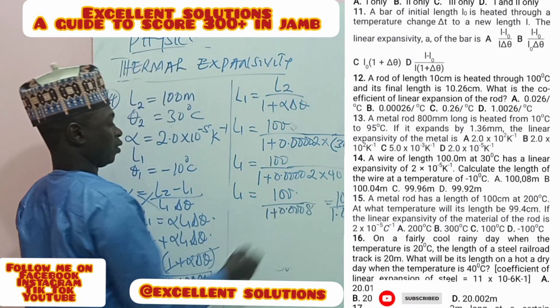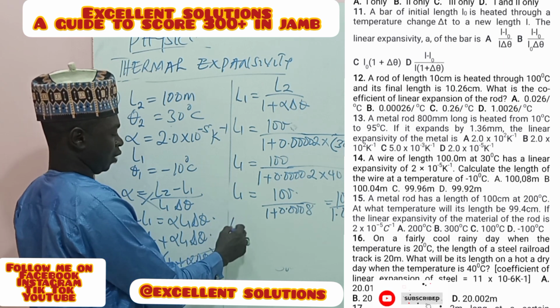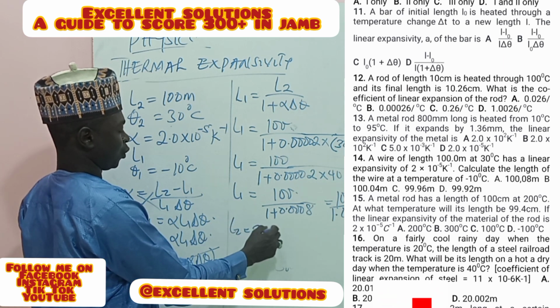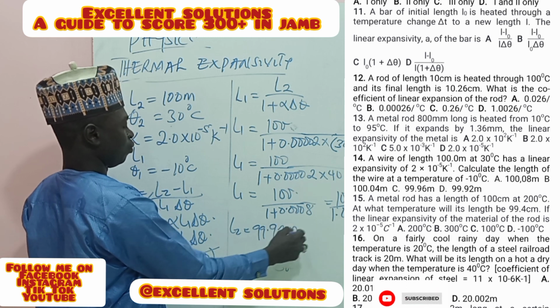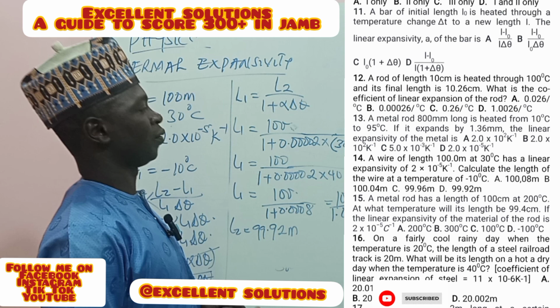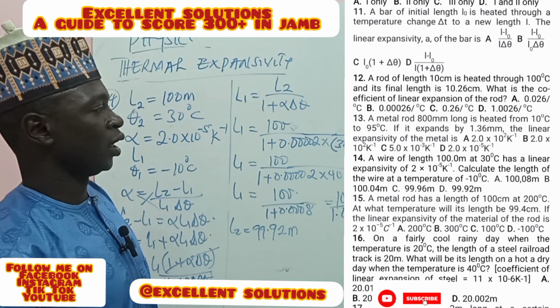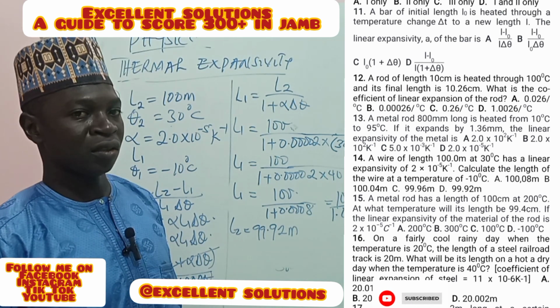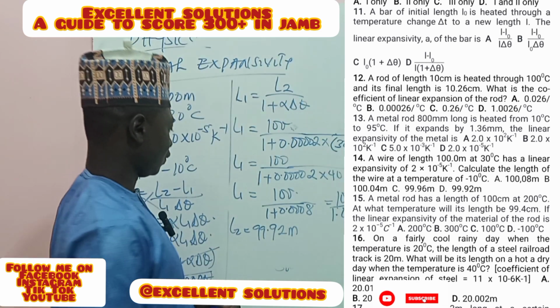1.008. If we divide 100 by 1.008, we have L1 equals 99.92 meters. And if we check our options, we have option D, 99.92 meters. The answer is option D.